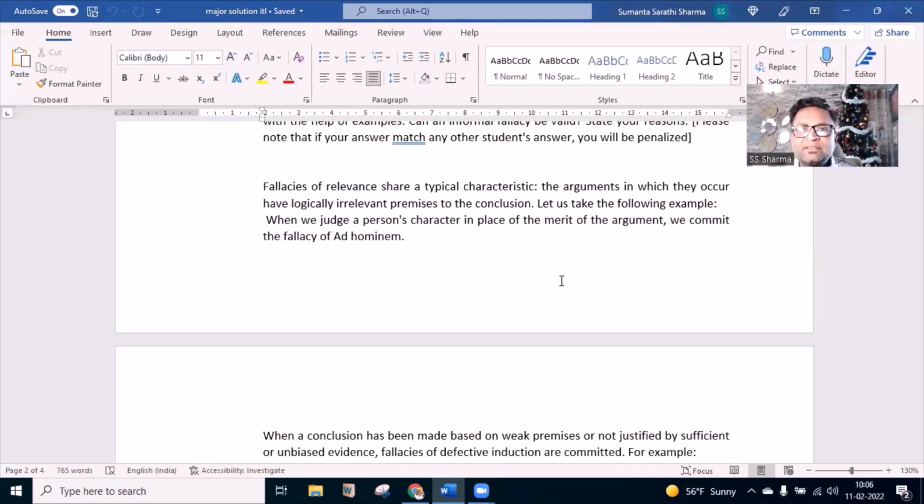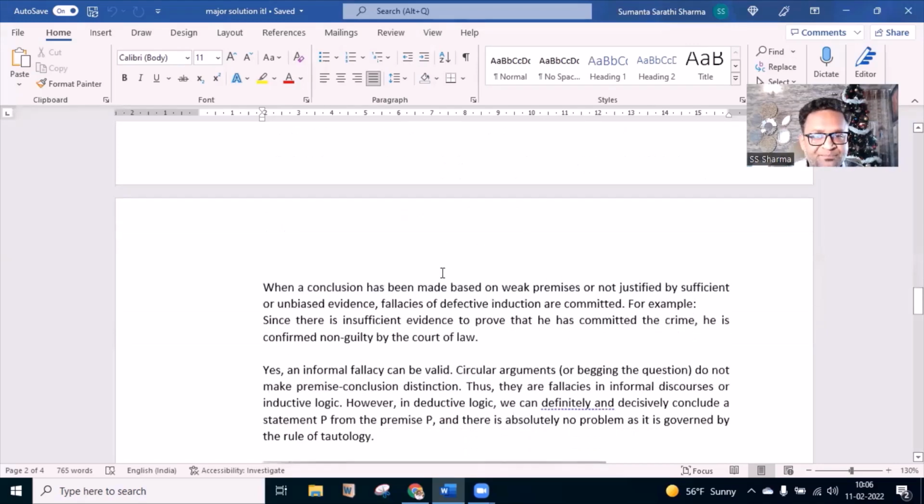And in that, what happens is that we are not arguing against the argument, right? We are not considering the argument; rather, we are judging the character of a person, saying, oh, how can you say this? How can you say that? You yourself have been like this and that, right? So those kinds of things are basically ad hominem arguments.